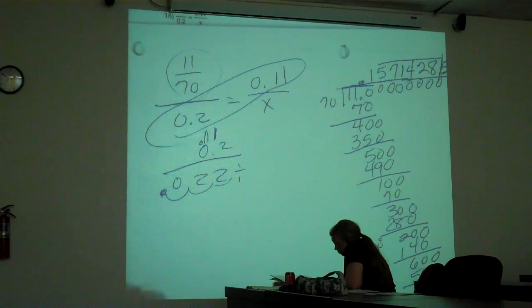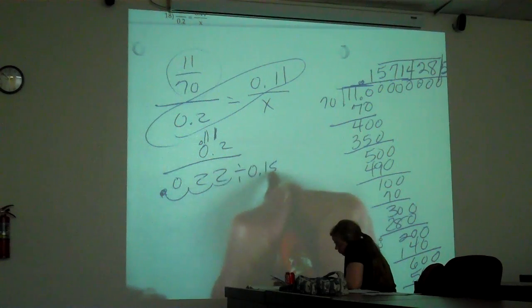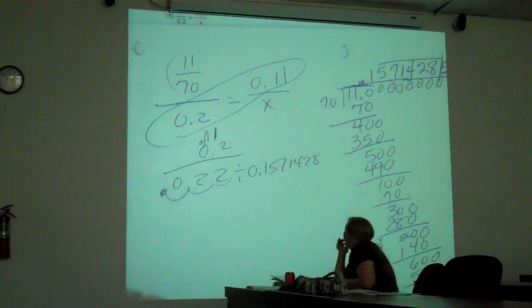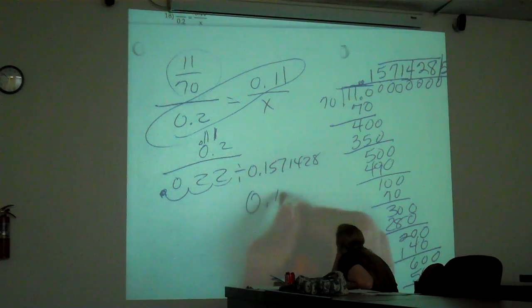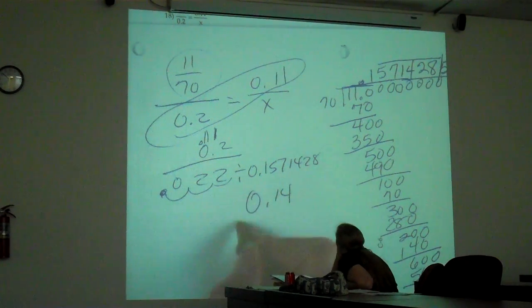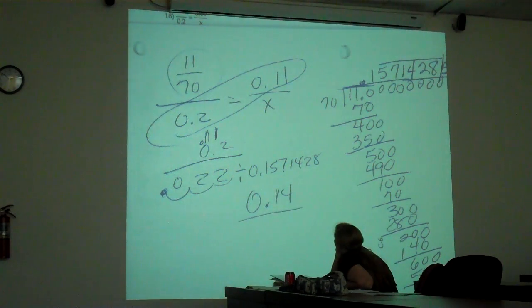Yeah, crazy. So, if you have one that's that long, let me know. I'll just let you do the fraction of it. 0.022 divided by 0.1571428. That comes out to 0.14. We're done. All those numbers.